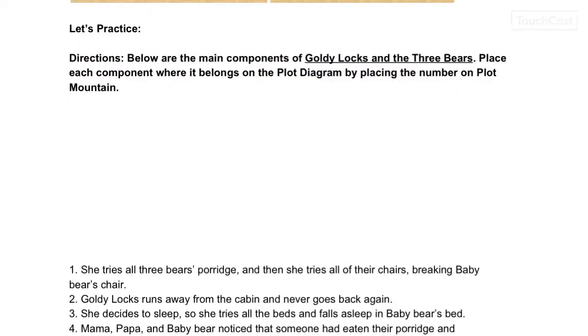So I'm going to have us practice using Plot Mountain. So look at the directions. Below are the main components of Goldilocks and the Three Bears. That's a very famous kind of fairy tale. If you're not too familiar with it, it's okay. We're going to go over it. Place each component where it belongs on plot diagram by placing the number on Plot Mountain. So I'm going to go over that with you.